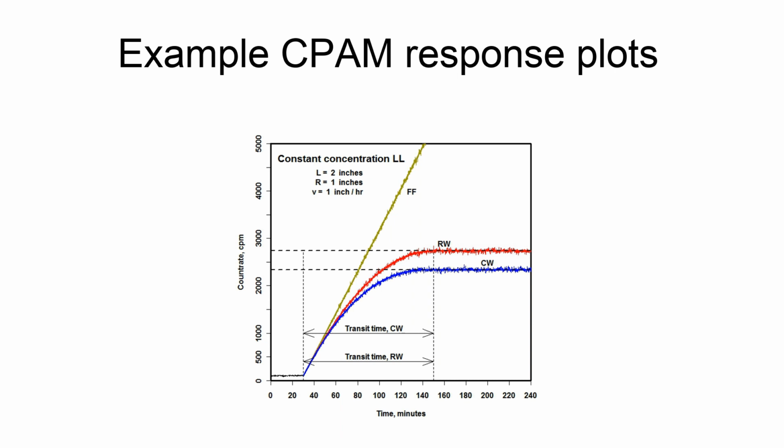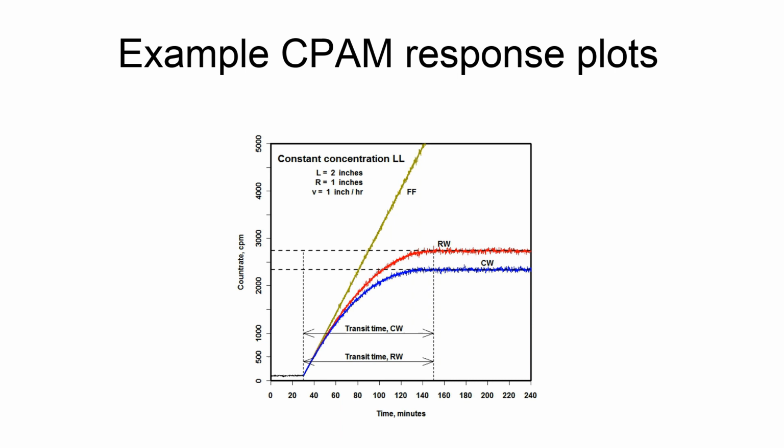In the LL plot, note that the effect count rate continues to increase. This is because there is no significant loss of radioactivity from the filter medium. The RW and CW monitors, on the other hand, approach a limiting count rate and the monitor response remains constant as long as the input concentration remains constant.